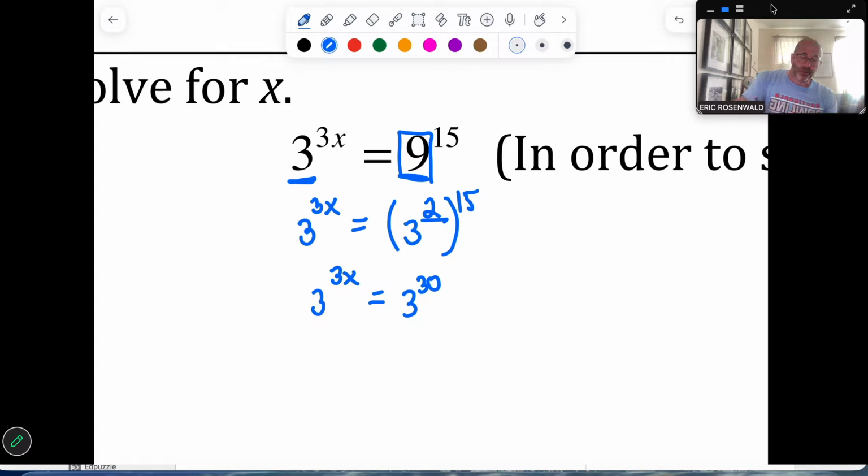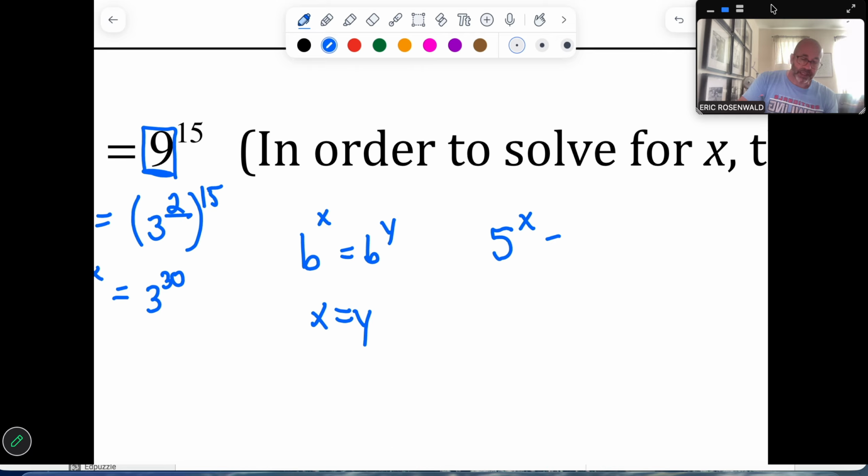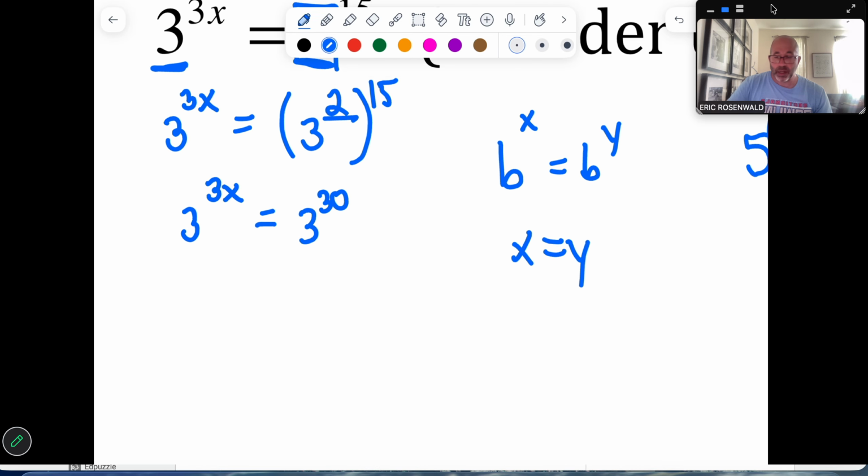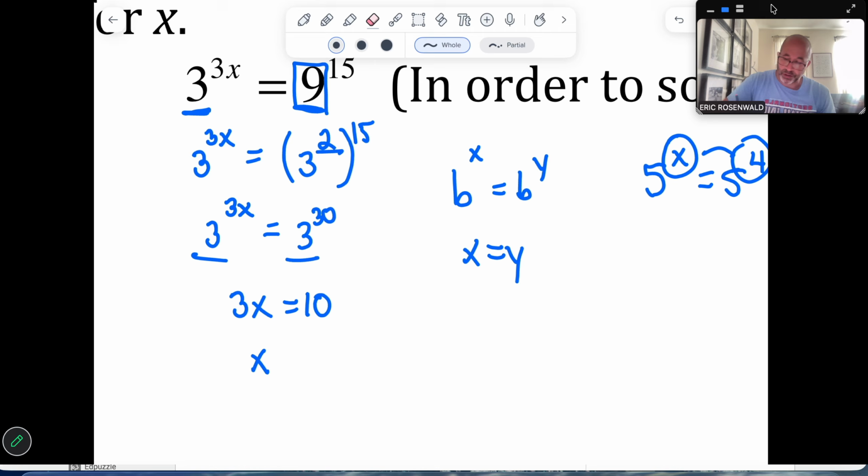Now, what do we do with this? Well, there's a rule. It says if you have a base to an x and a base to the y, if the bases are identical, we can just set x and y equal to each other. Think about it. If I had 5 to the x equals 5 to the 4th, the only way this is true is if x and 4 are equal to each other. So it's the same premise here. I've got 3 and 3 here. They're identical. That means that 3x has to equal 30, and that tells us that x is going to equal 10.